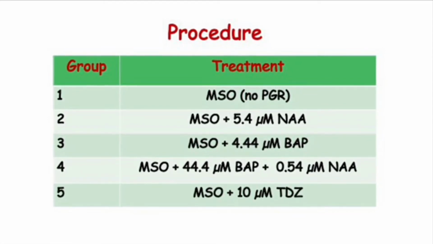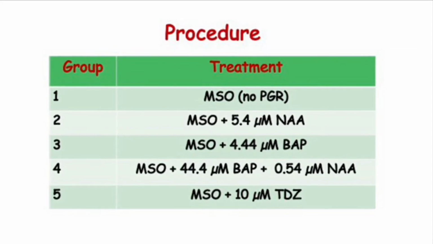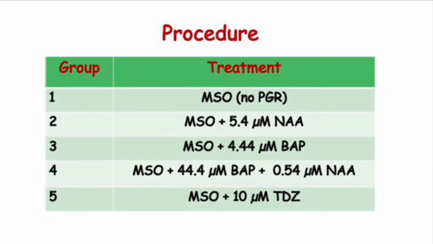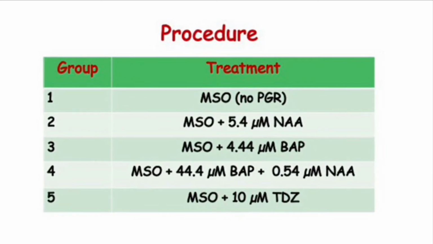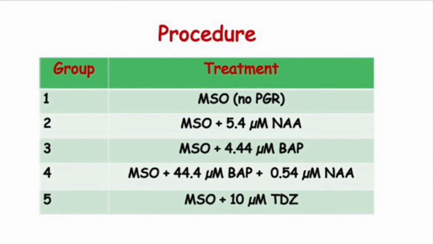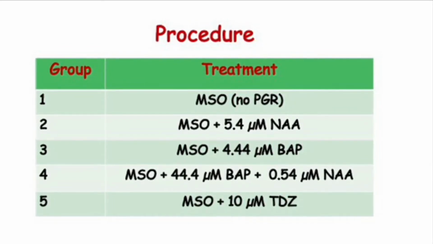Lastly, group 5 will have basal media supplemented with 10 micromolar of thidiazuron, which is a cytokinin. If you remember from the prac exercise on somatic embryogenesis, we use thidiazuron to induce somatic embryogenesis.